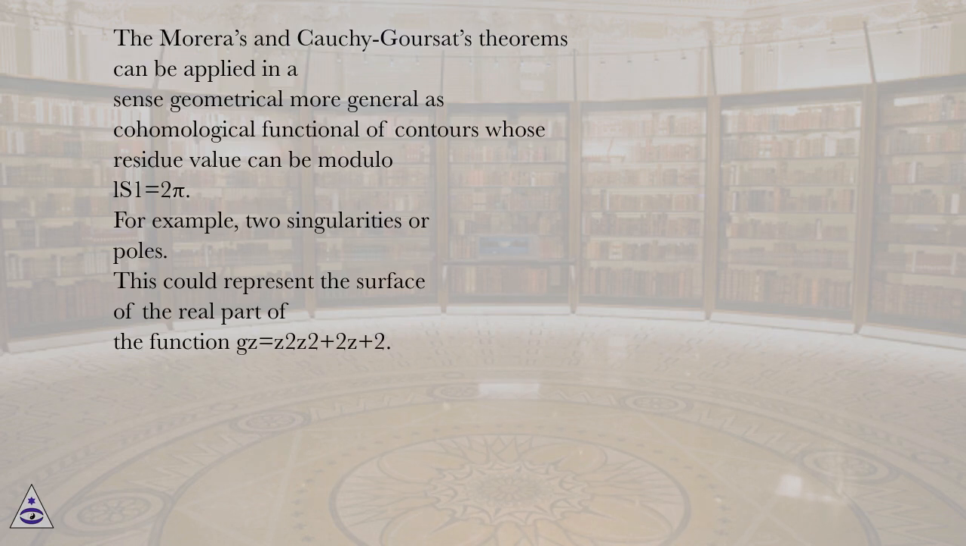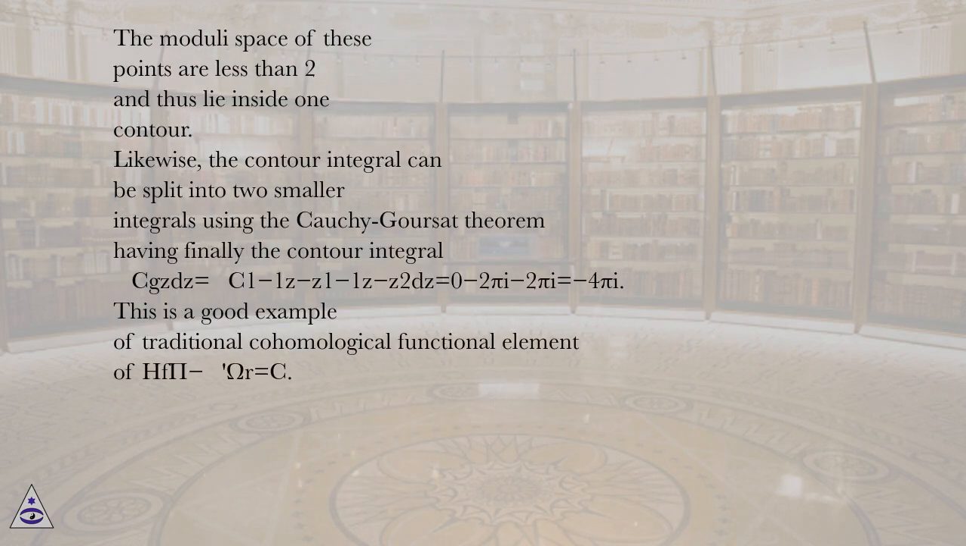For example, two singularities or poles. This could represent the surface of the real part of the function g(z) equals z^2 plus 2z plus 2. The moduli of these points are less than 2 and thus lie inside one contour. Likewise, the contour integral can be split into two smaller integrals using the Cauchy-Goursat theorem, having finally the contour integral of g(z) dz equals c1 of 1/(z - z1) minus 1/(z - z2) dz equals 0 minus 2 pi i minus 2 pi i equals minus 4 pi i. This is a good example of a traditional cohomological functional element.